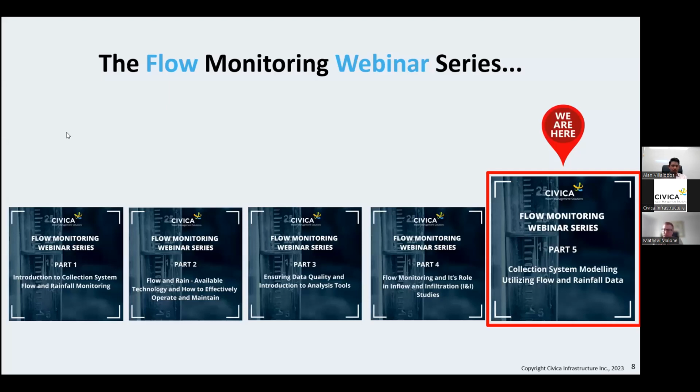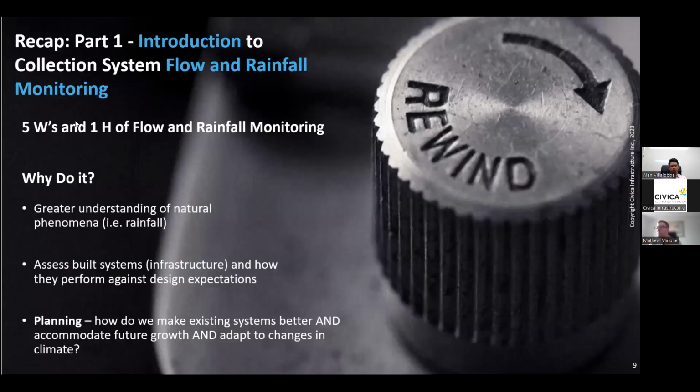So as I mentioned, this is the 5th part in our flow monitoring series. So we're at the stage where we're talking about, okay, now we're doing flow monitoring in a collection system. What do we do with this data? The last webinar was more focused on its role in I&I studies. And today we're going to focus more on modeling, with a specific focus on collection system modeling and wastewater system modeling. A quick recap of the previous 4 webinars.